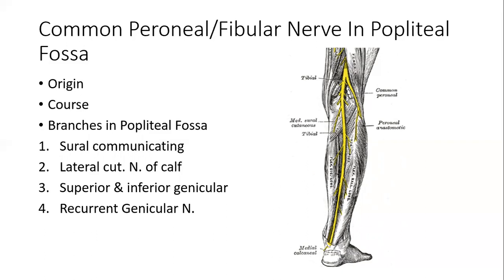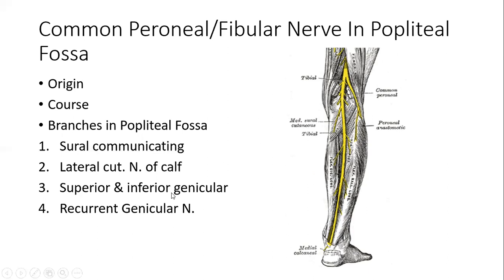So within the popliteal fossa, the branches that are given off by the common fibular or peroneal nerve include the sural communicating nerve, lateral cutaneous nerve of leg, superior and inferior genicular nerves for the knee joint, and the recurrent genicular nerve that basically arises within the substance of the peroneus longus, but it perforates the tibialis anterior muscle, which is again one of the muscles of the anterior compartment of the leg, to move backward and supply the capsules of the superior tibiofibular joint and knee joint.